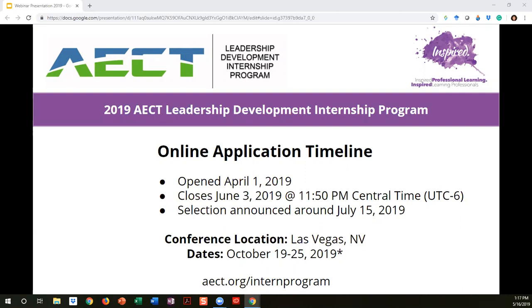So typically the slate of interns is presented to the board of directors, the AECT board of directors, and they approve it, and then notification is sent out to the applicants on whether or not you've been selected for the 2019 internship program. Our conference location this year is in Las Vegas, Nevada.